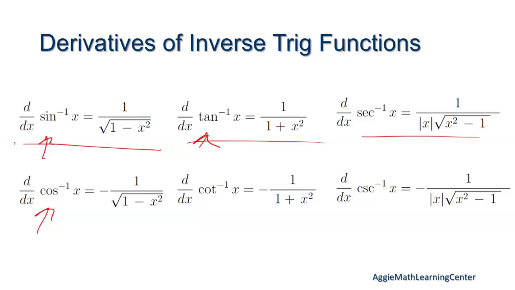One thing that I would suggest personally doing: the derivative of inverse cosine is just the negative of inverse sine. Inverse cotangent is just the negative of inverse tangent. Inverse cosecant is just the negative of inverse secant. So if you remember at least these top three, you can find the bottom three no matter what. It's kind of just a little cheat sheet.